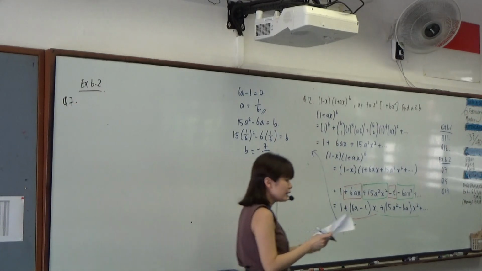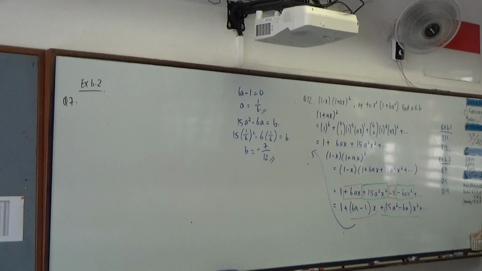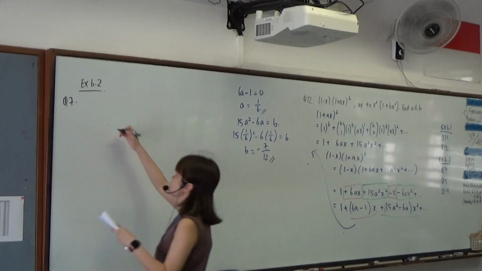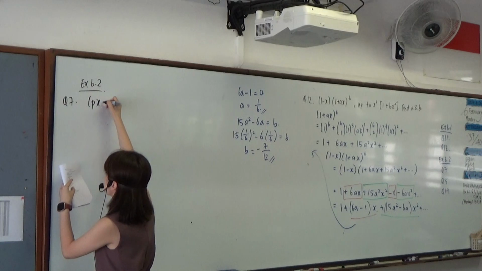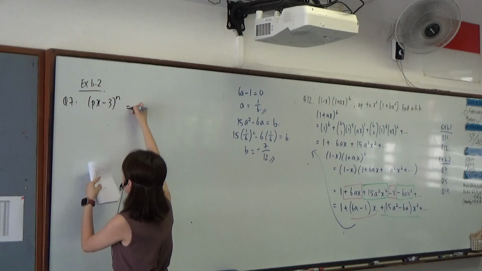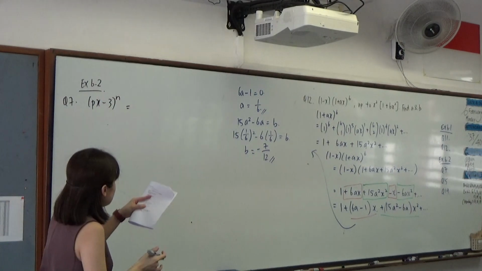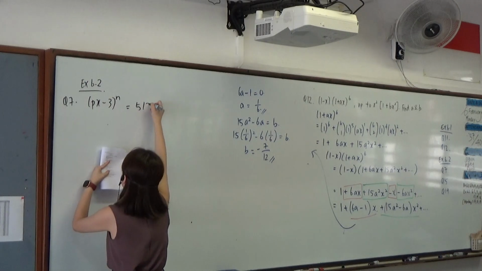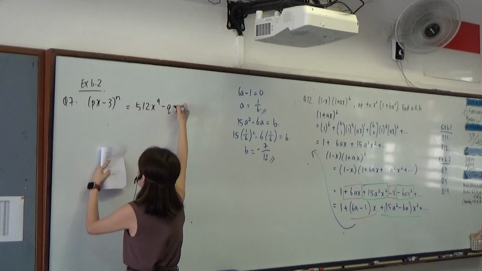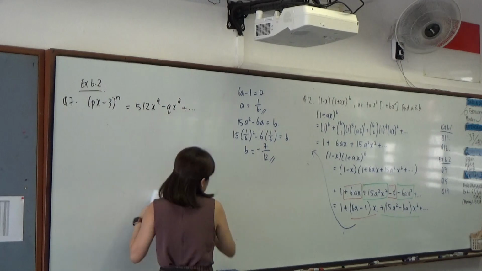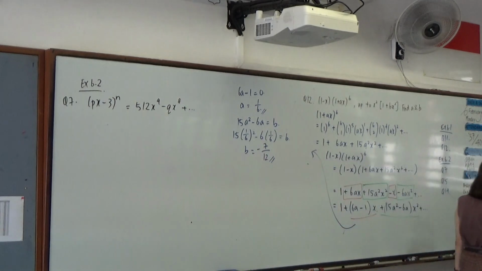Okay, next we look at exercise 6.2. Question 7. It has shown you already what the binomial expansion of px minus 3 to the power of n is. It mentioned that the expansion goes to 512x to the power 9 minus qx to the power 8 and then plus dot dot dot, when arranged in descending powers.